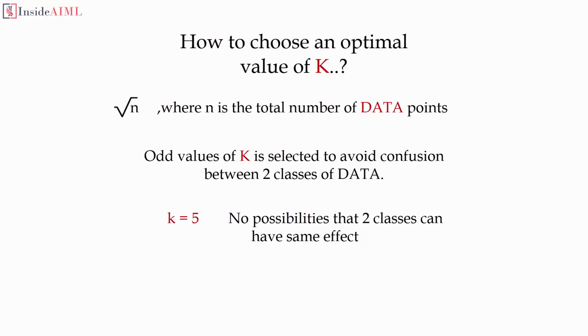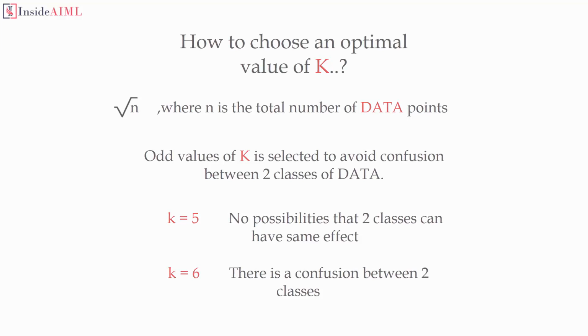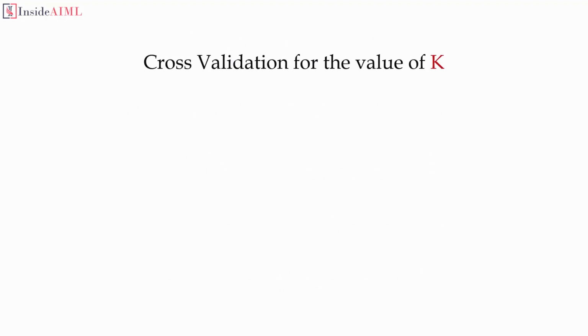But what if we take the value of k as 6? There can be a chance that one class has 3 instances and the other class also has 3 instances. In this case, there's a confusion between the two classes of data. So it's good to have an odd value of k. But in the real world, the value of k is found by cross-validation.